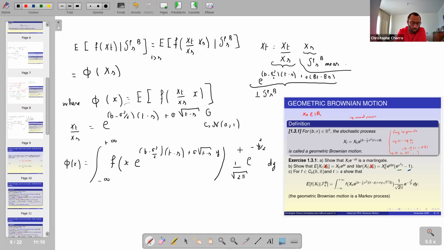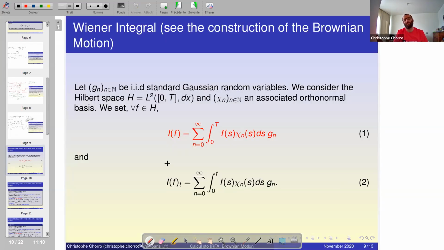Okay, so that's all for the moment concerning the geometric Brownian motion. Let's go to the next part.